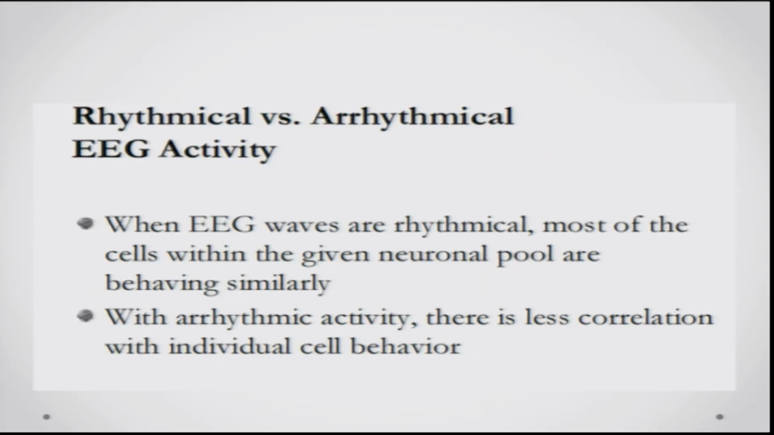So, why is EEG important? EEG tells you whether the brain is functioning rhythmically or there is arrhythmia. When EEG waves are rhythmical, most of the cells within the given pool are behaving similarly. When there is arrhythmic activity, there is less correlation. So, the brain in different areas may be firing differently and showing different rhythms. Arrhythmic activity may be a normal resting state, and it can suddenly become rhythmical in abnormal states also.